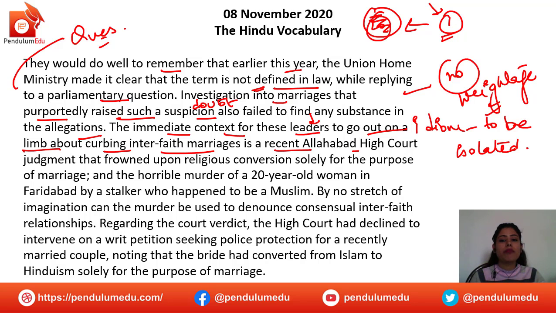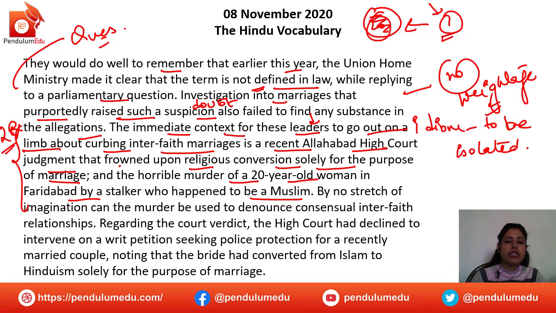The recent Allahabad High Court judgment that frowned upon religious conversion solely for the purpose of marriage, and the horrible murder of a 20-year-old woman in Faridabad by a stalker who happened to be a Muslim. Now this could be a coincidence as well, but there are two examples quoted right here. Why are they terming it to be love jihad? So the reasons that were given were these. One such incident from Allahabad and the other from Faridabad.